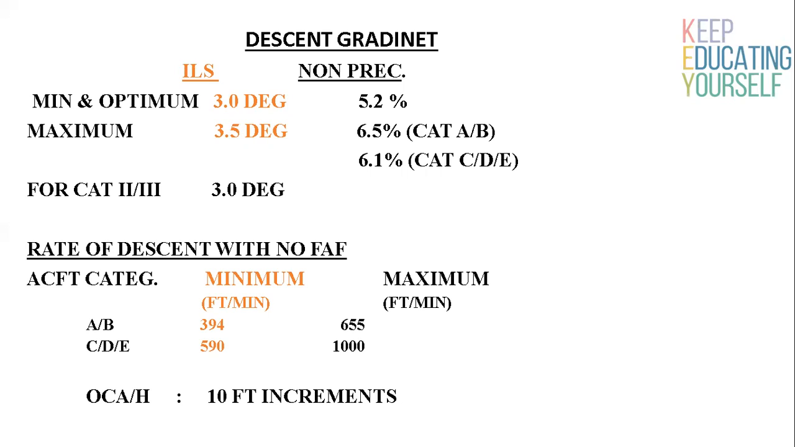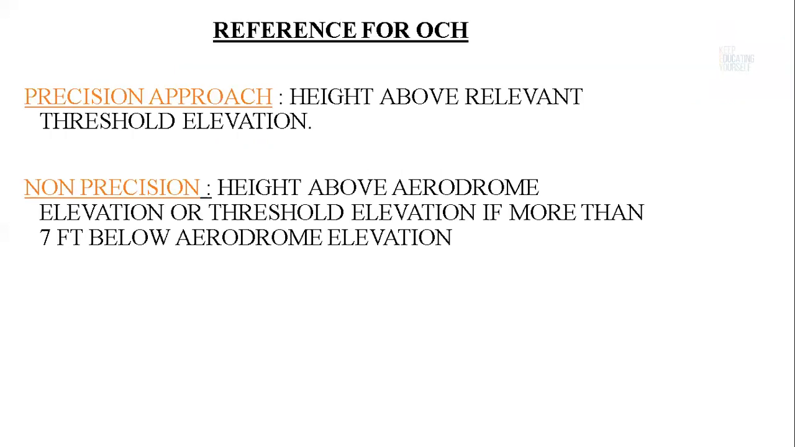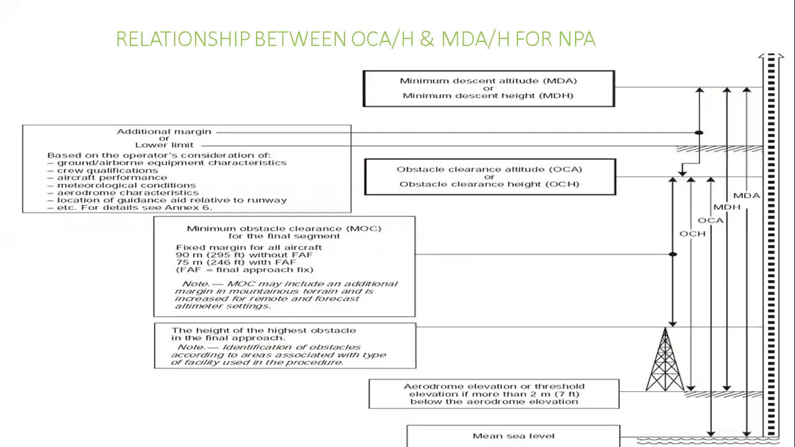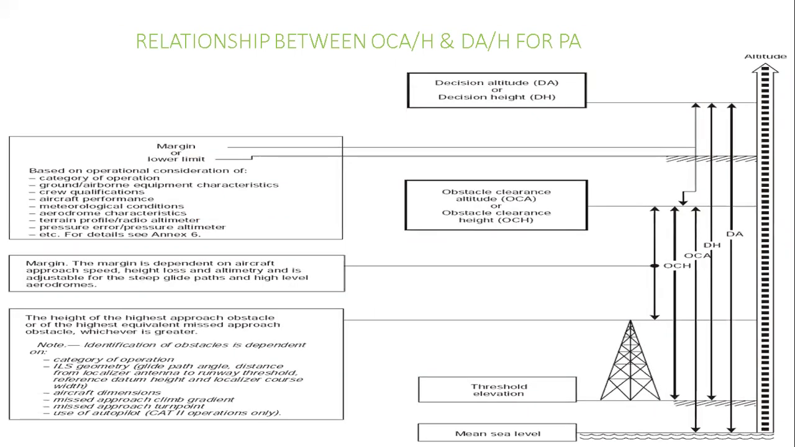OCA/OCH: an increment of 10 feet has to be taken. Reference for OCH: for precision, altitude and height above relevant threshold elevation; for non-precision, height above aerodrome elevation, or threshold elevation if more than 7 feet below aerodrome elevation. This is the relationship between OCA and MDA for non-precision approach. And this is the relationship between OCA and decision altitude for precision approach.